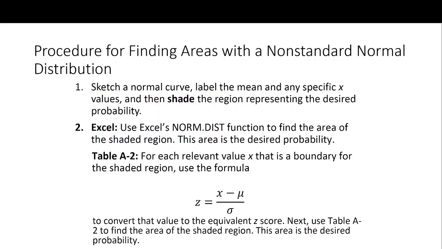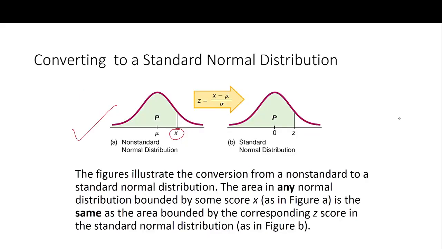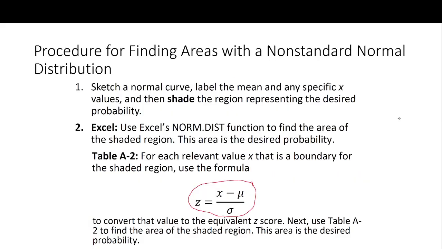And as we discussed in the previous section, we can use Excel, we can use a table, we can use a technology calculator to find the probability or area under the curve. So we can do the same thing here in this section, but if you want to use the same formula we used in the previous section, first of all you have to go from value x to the z-score. You have to go from the non-standard normal distribution to the standard normal distribution.